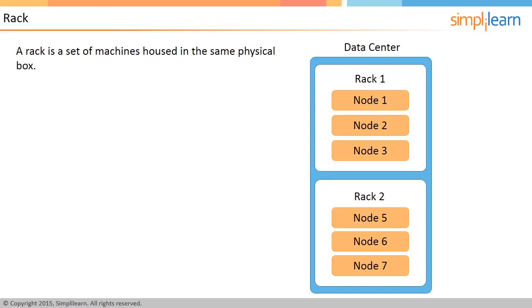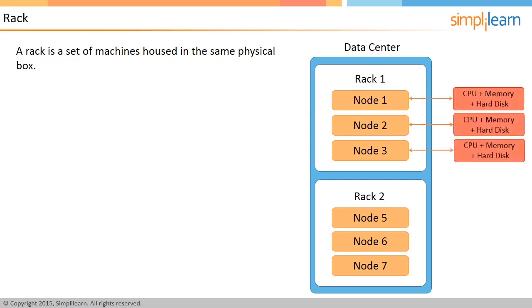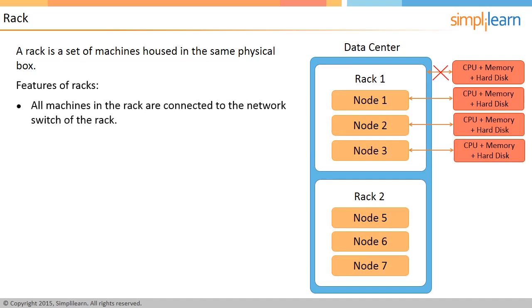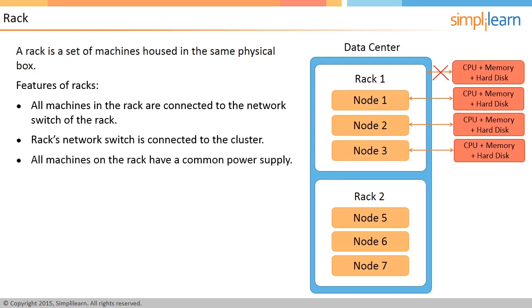The term rack is usually used when explaining network topology. A rack is a group of machines housed in the same physical box. Each machine in the rack has its own CPU, memory, and hard disk. However, the rack has no CPU, memory, or hard disk of its own. All machines in the rack are connected to the network switch of the rack, and the rack's network switch is connected to the cluster. All machines on the rack have a common power supply.